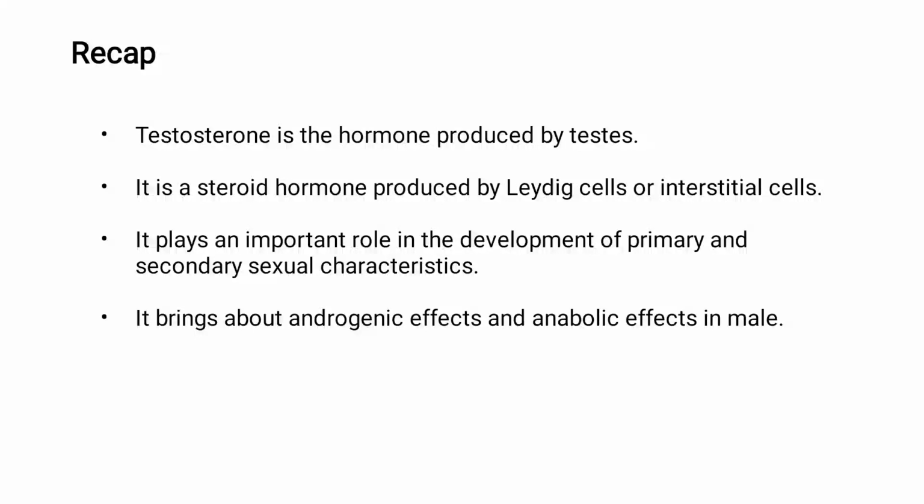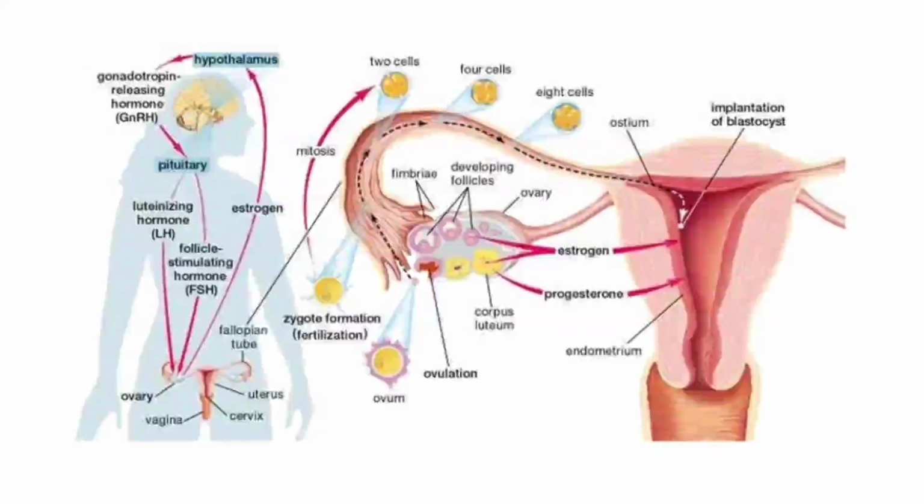Dear students, in the previous video we have learnt about the hormonal control of reproduction in case of male. The male reproductive system is controlled by a hormone called testosterone. Testosterone is the hormone produced by the Leydig cells or interstitial cells of the testis. It plays a vital role in development of the primary and secondary sexual characters. It brings about androgenic effects and anabolic effects.